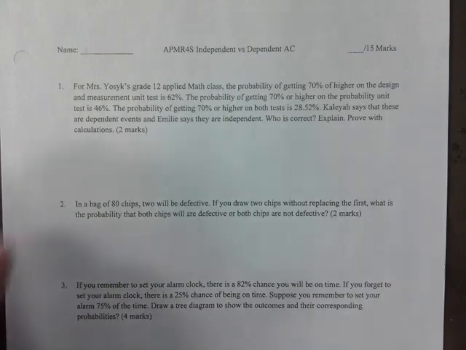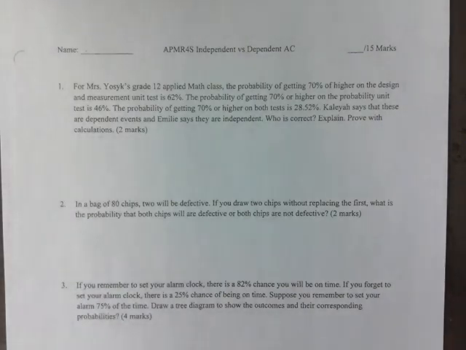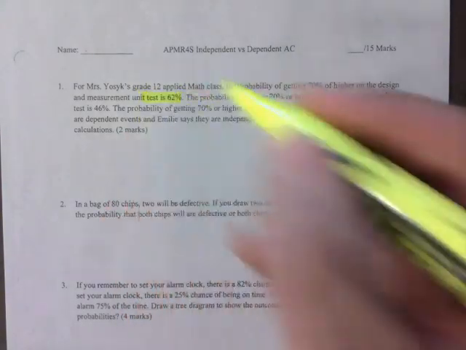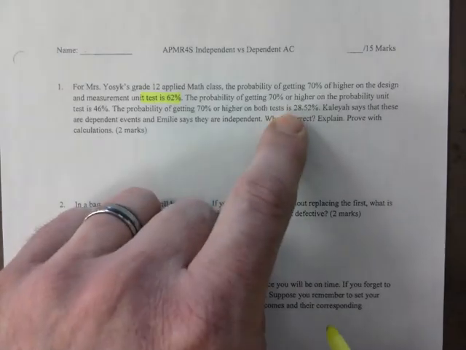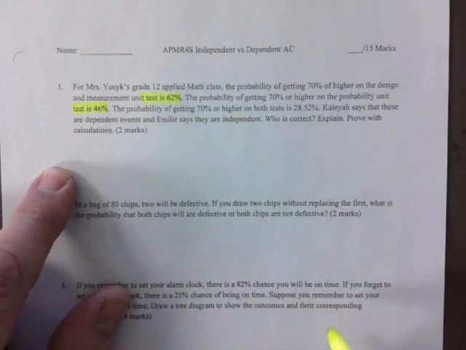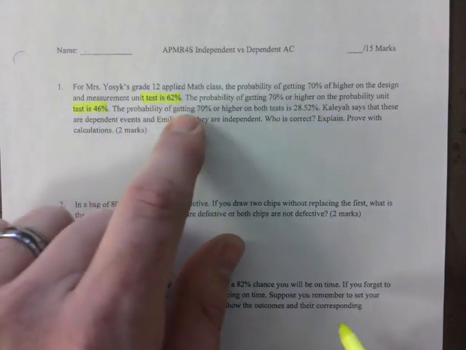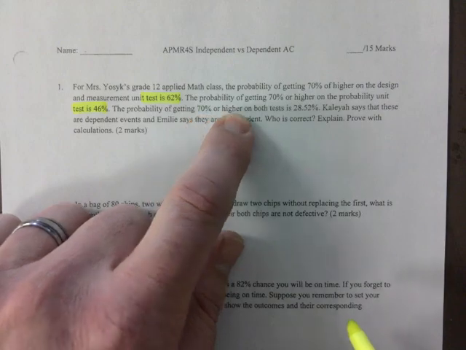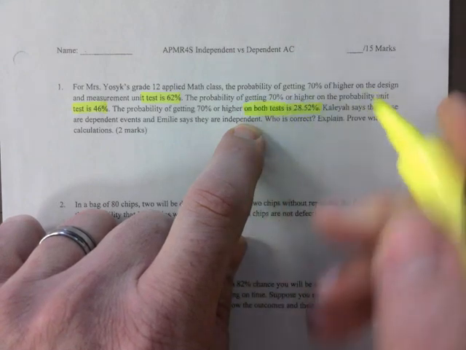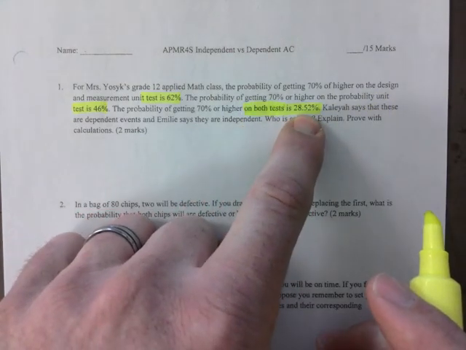So the first one, for Ms. Yosek's grade 12 applied class: the probability of getting a 70 or higher on the design and measurement test is 62%. So that's the probability right there. The probability of getting a 70% or higher on the probability unit is 46%. So the probability of getting a 70 or higher on both tests, the design and measurement as well as probability, is 28.52.